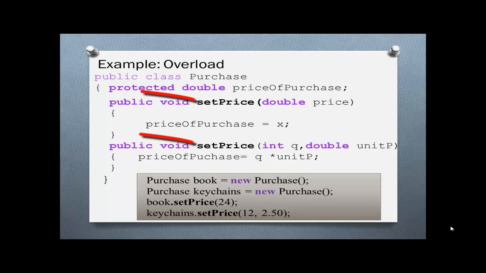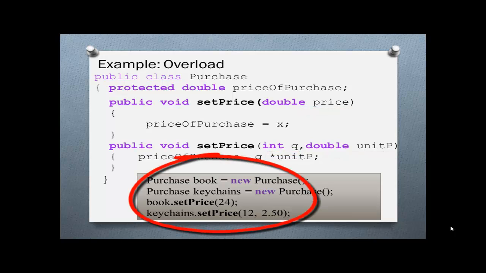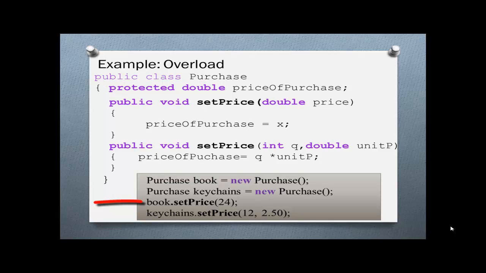As you can see, it has two methods within the purchase class that are both titled setPrice. However, the parameters are different. The first one only has a double and the second one has an integer and a double. Down here at the bottom you can see an example of how you would call one method versus the other.